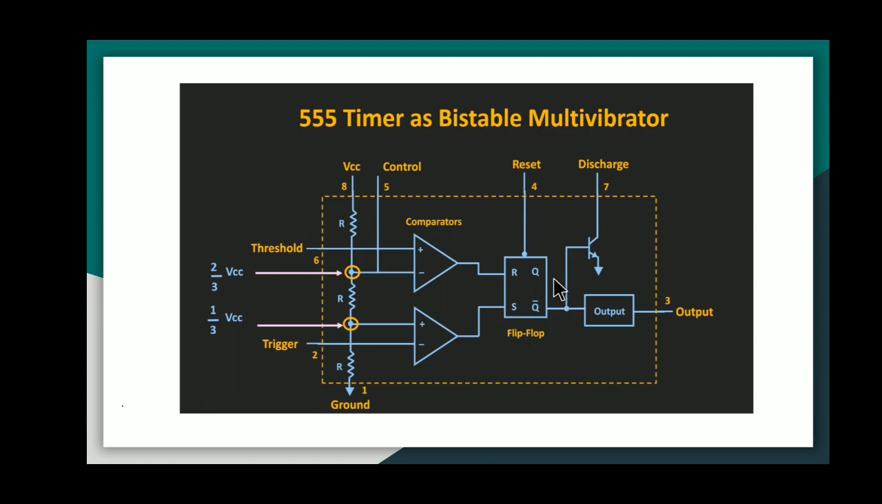Whenever the circuit is turned on, the value of Q is equal to 0. So the output of the flip-flop will be equal to 0 also, and the output of the 555 timer will also be equal to 0. This happens due to this output box here. It contains an inverter which inverts the Q complement value to Q. So the output of the 555 timer will always be equal to Q.